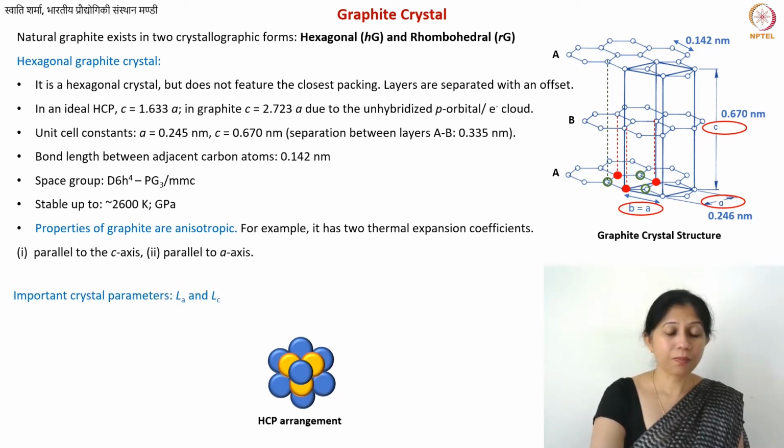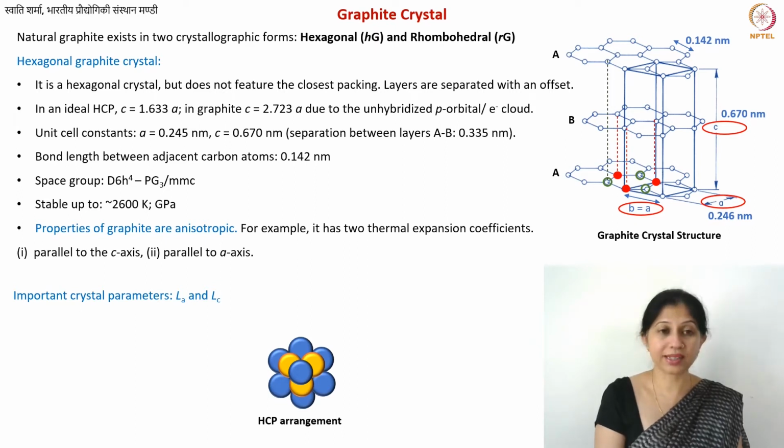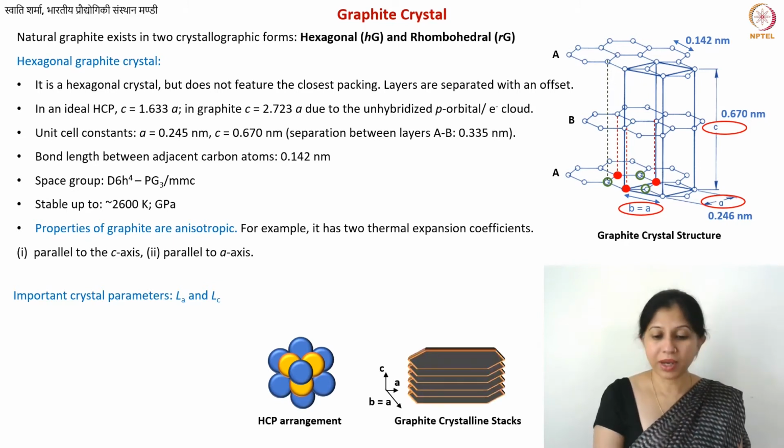Okay, now there are two important parameters that you need to learn. They are known as LA and LC. What are LA and LC? L actually is length. Length in A direction and length in C direction. Now, what do we mean by length? Length of not a single crystal, but length of a crystallite.